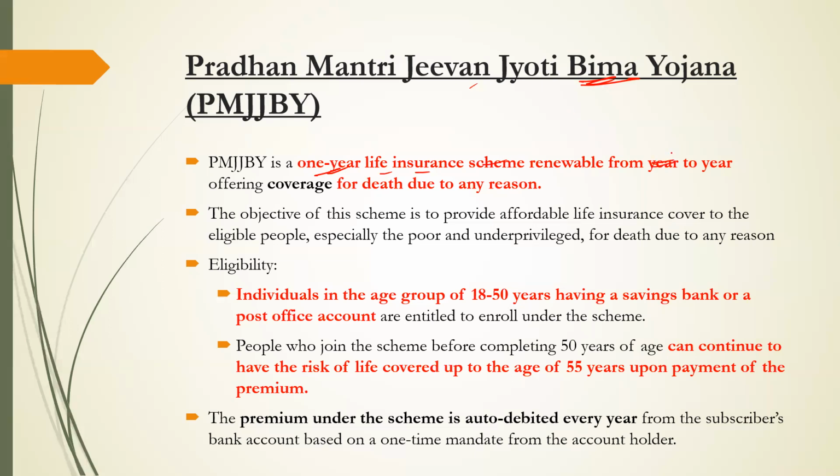Okay. Now note this point. This is unique. That is, the coverage is provided for death due to any reason. That is the unique point regarding this insurance scheme. Okay, we learned about another insurance scheme. If you remember, there suicide was not part of it. Whereas in this one, what do you think? Even if a person commits suicide, he can avail the insurance under this scheme.